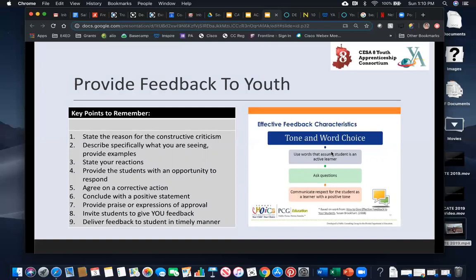Provide praise or expressions of approval, especially when you see improvement. Invite students to give you feedback as you are progressing, and deliver feedback to students in a timely manner. So if you see something that needs to be corrected, please go through these key points as quickly as possible after you've observed something that needs to be corrected, rather than waiting longer and allowing that miscommunication, for example, to become a habit.